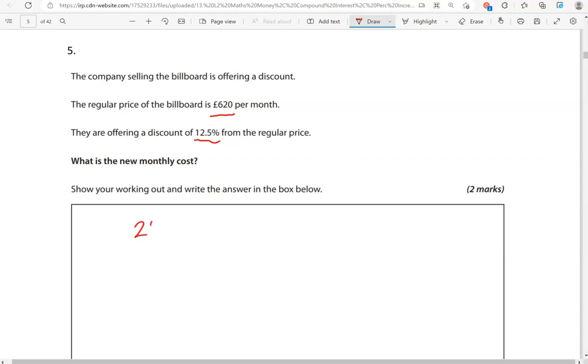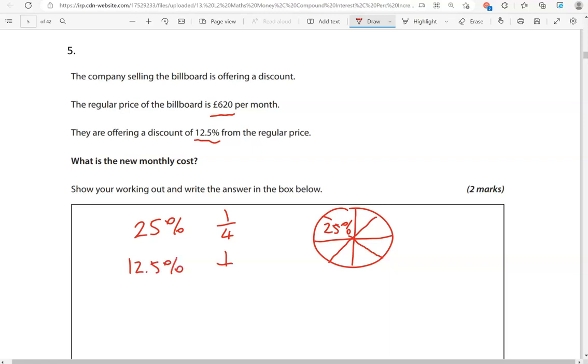So we know that 25% is a quarter. Half of this will be 12.5%. So it's like cutting the whole thing into 8 equal slices. So 12.5% is 1/8 of the whole thing. So if I work out 1/8 of 620, it is the same as working out 12.5% of it.